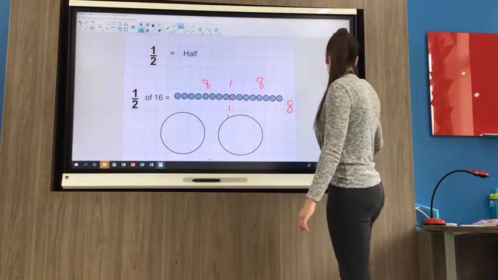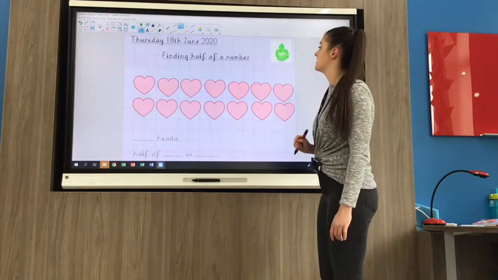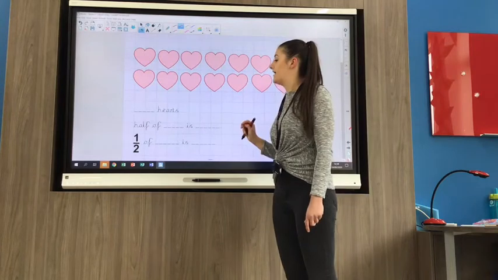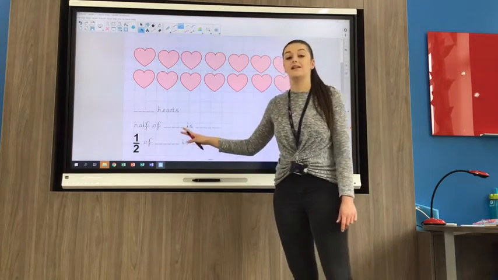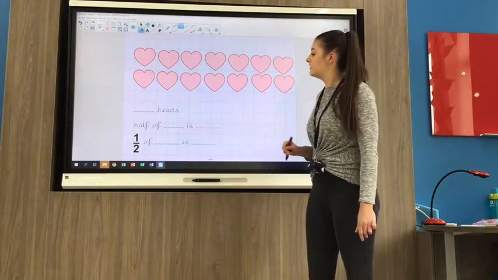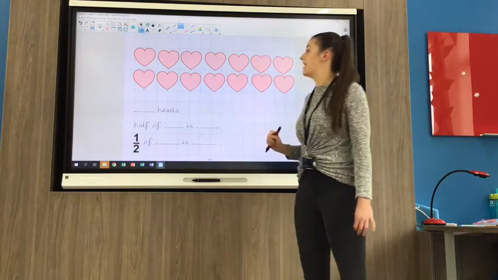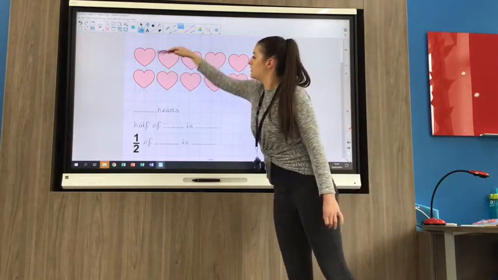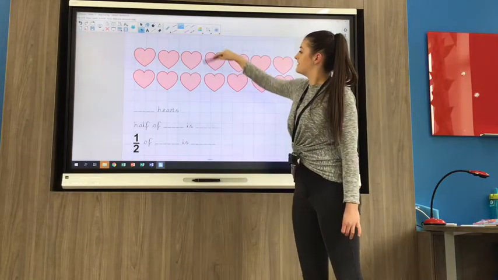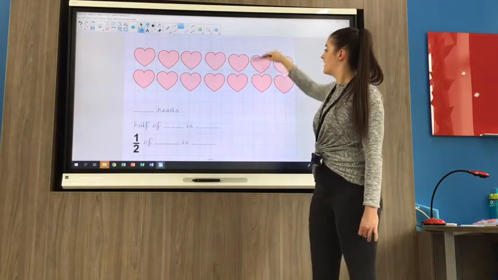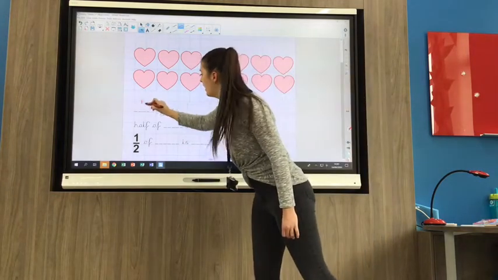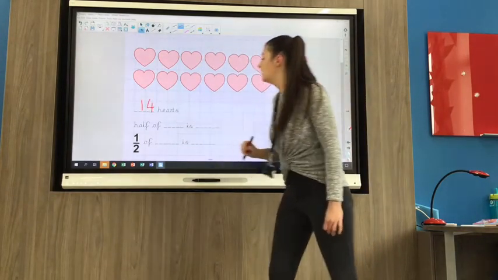Okay, let's have another look at one of your activities. This time you've got some objects on your page and some sentences that we need to complete. First of all, it's asking me how many hearts there are, so we need to count them. Let's count in twos: 2, 4, 6, 8, 10, 12, 14. So there's 14 hearts altogether.